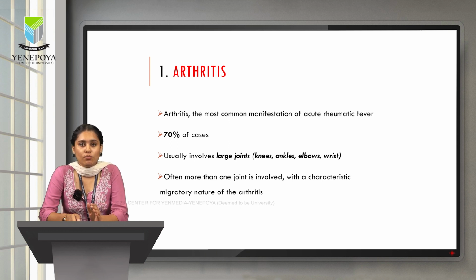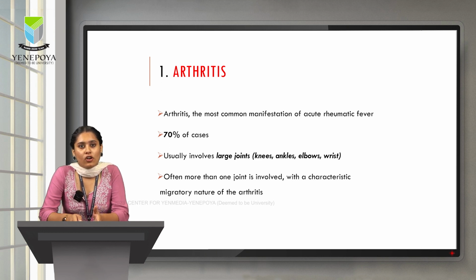Arthritis is the most common manifestation of acute rheumatic fever, which occurs in about 70% of the cases. Out of 100%, 70% of the time you can see that the patient with acute rheumatic fever will have arthritis. It usually affects the larger joints, which include the elbow, knees, wrist, and also the ankles. Often more than one joint can be involved.